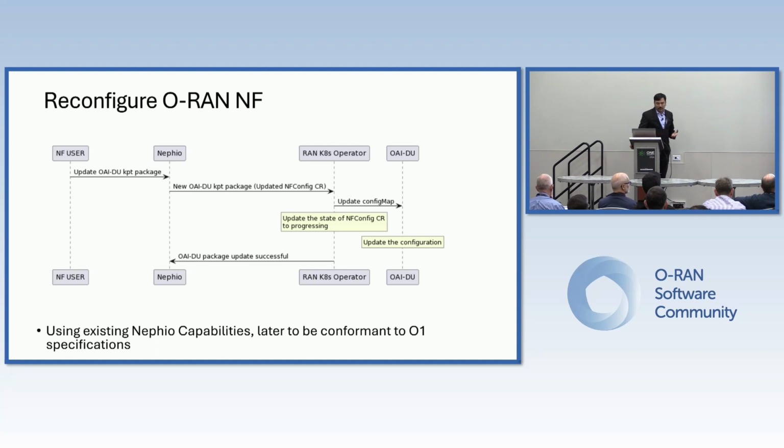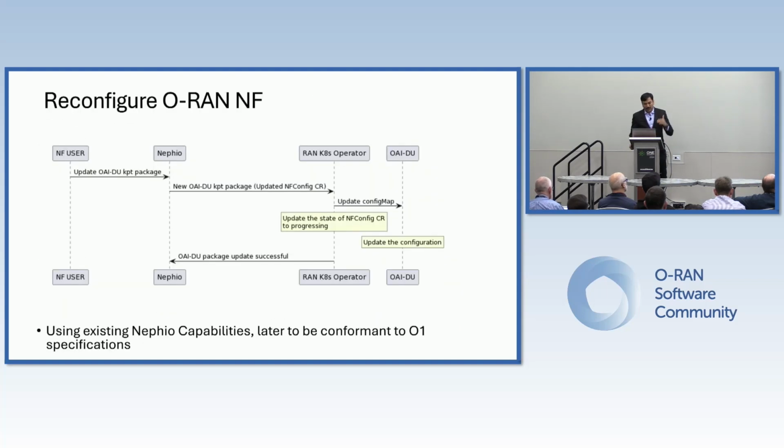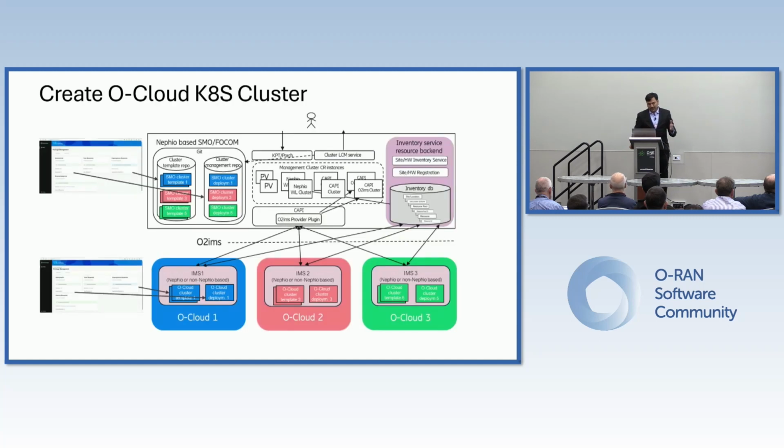Reconfigure ORAN NF is also something similar, where we will try to have the update config map. What we just saw before was the config map deployment. Here we have an update config map. So as I said, these last three things which I'm talking about are theories which can be taken from the Nephio side and implemented into ORAN SC. So we will take it as a proper use case and have an end-to-end implementation.